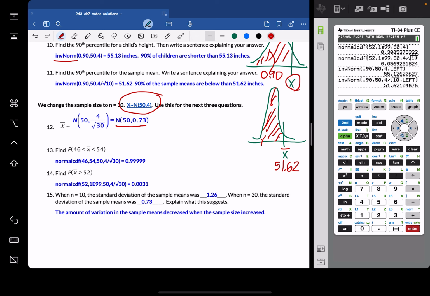So now I can re-ask you all these questions about x bar, and the answers are going to change a little bit. The probability that x bar is between 46 and 54 is now almost 100%, very, very close. And the probability that x bar is greater than 52 just got a whole lot smaller. Before it was 0.06, and now it's less than 1%.